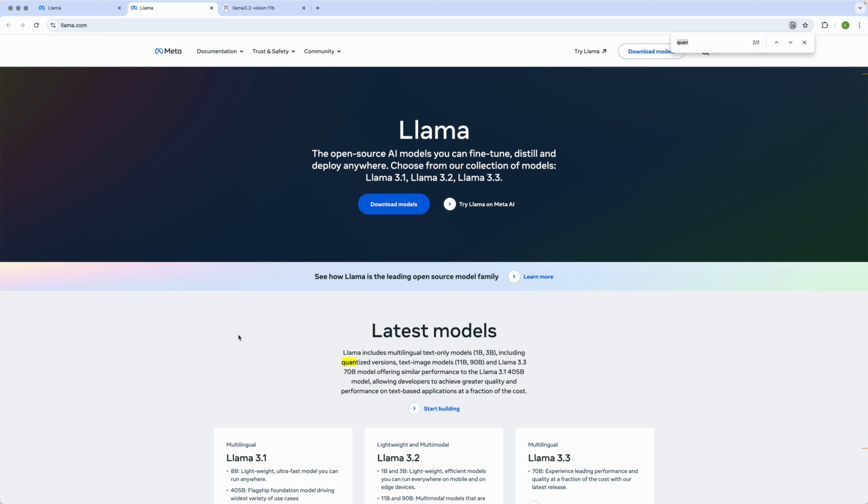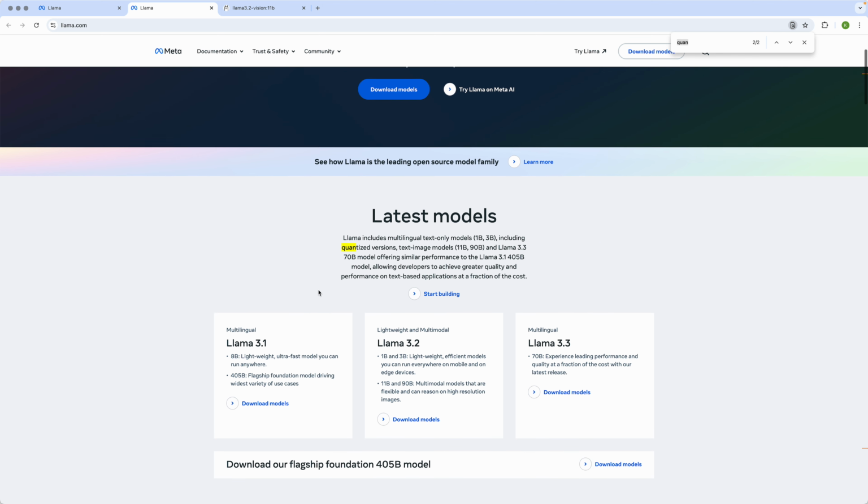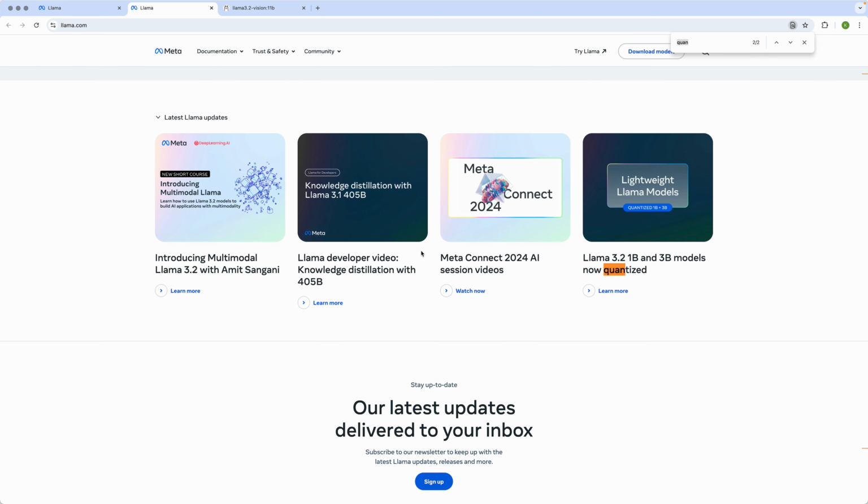Okay, so now we are going to study a very important concept with LLMs called quantization. Again, if you visit the llama.com website, you'll see that at a lot of places you'll see the word quantized. It says Llama includes multilingual text only models like 1B, 3B. Now we understand what these B stand for, which is billions of parameters, including quantized versions, right? And if you try to check further, you'll see that they also announced something like Llama 3.2 with 1 billion and 3 billion models as quantized, right?